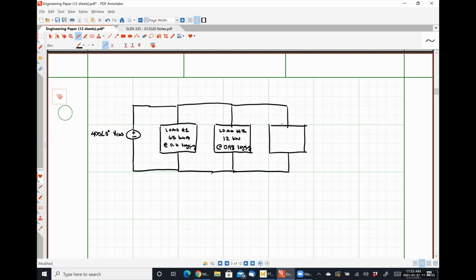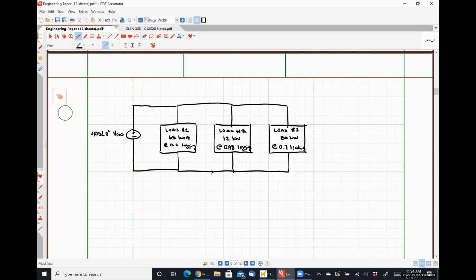And let's say that for whatever reason, load number 3 is a railgun. So this is the loads being supplied by the power factory on a battleship or something like that. And so it's going to draw, let's say, 30 kilowatts at a power factor of 0.7 leading. Unfortunately, a railgun is pretty much the only load I can think of that will actually operate at a leading power factor.